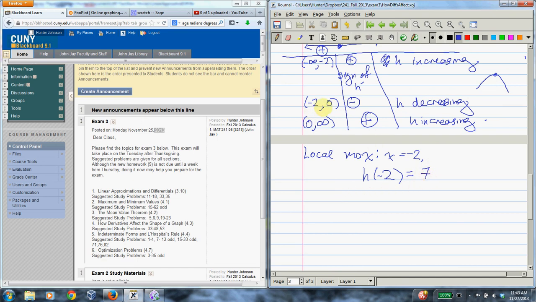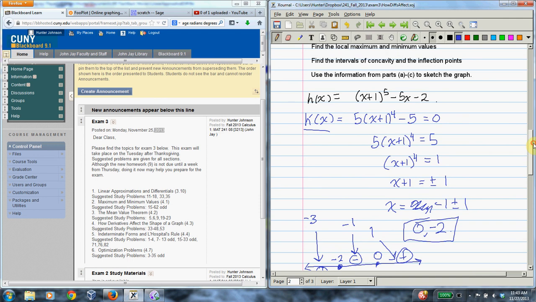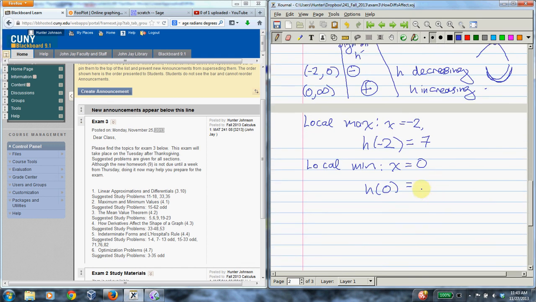And what happens at 0? At 0 it goes from decreasing to increasing. So 0 must be a local max. Local min. Because it goes from decreasing to increasing. It looks like this. That's a local min. So that happens at x equals 0, and h of 0 is equal to, what is it, -1 or something? We plug in 0, we get 1, minus 2 is -1. So -1 is a local minimum value.